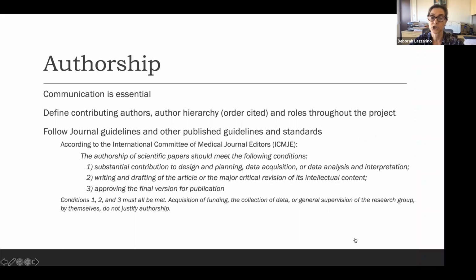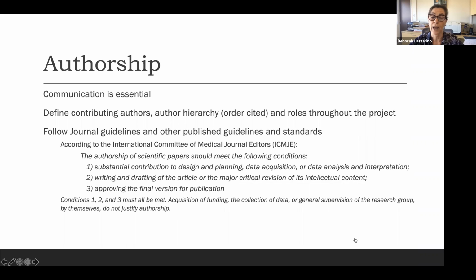And so just doing data acquisition alone is not authorship, but contributing at a higher level of designing, planning, and acquiring data. Writing and drafting of the article or the major critical revision of its intellectual content, approving the final version for publication. All three of these conditions need to be met to be considered an author. And sometimes people will be given authorship that haven't played that role. That is unethical, and that's where the conversations come into play.